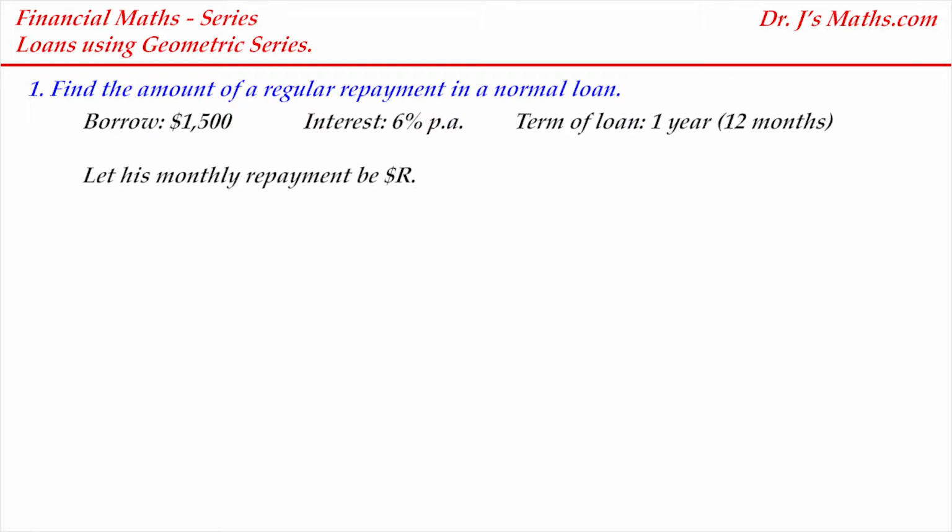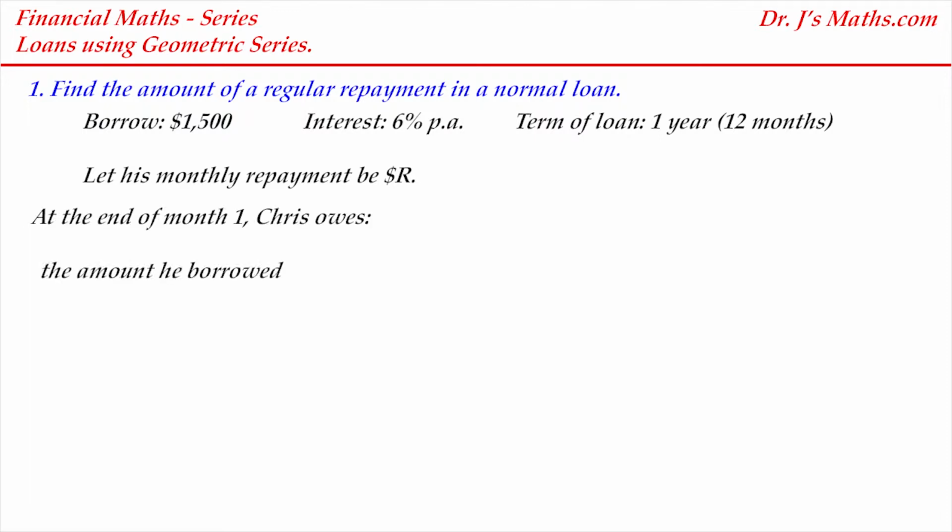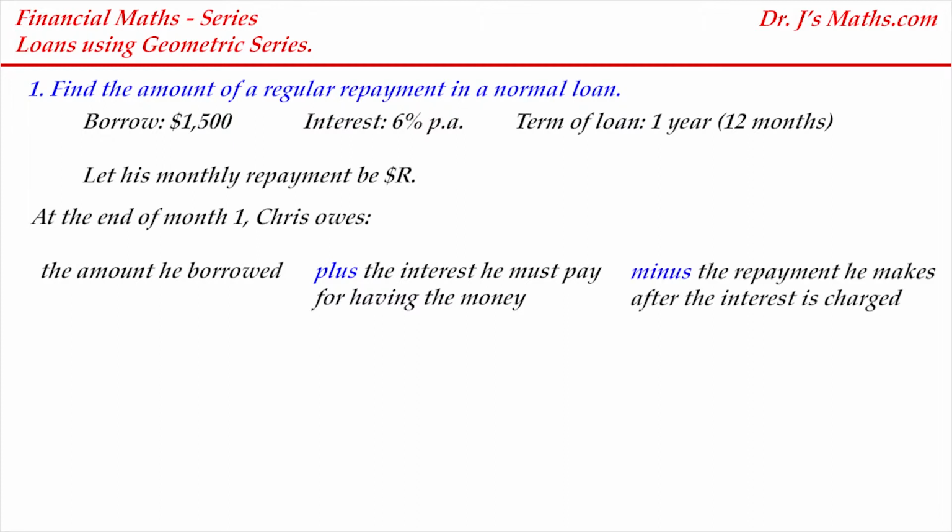So we'll let his monthly repayment be R. Now, you've got to be able to go through the steps. Please talk to yourself about what's happening in each step and get the sequence correct. At the end of month 1, Chris owes the amount he borrowed plus the interest he must pay for having had the money for the previous month, minus the repayment he makes after the interest is charged. So we can write that down: at the end of month 1, Chris owes $1,500, the money borrowed, times 1.005, which is the interest rate including the original amount, of course, minus R, the repayment.